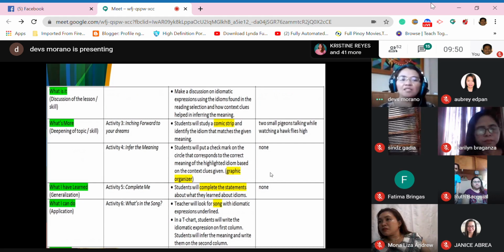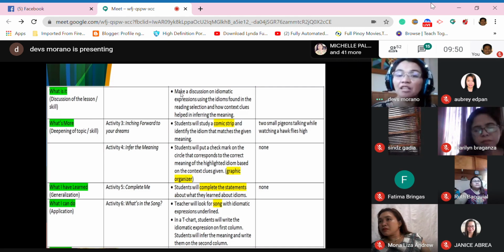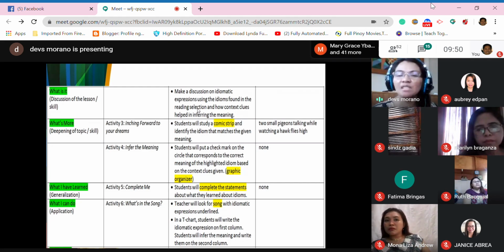What is it? So this is now the discussion of the lesson. I don't need any activity for this because this is just a discussion on idiomatic expressions using the idioms found in the reading selection. We have a dialogue there, and the teacher is now going to discuss idiomatic expressions in the context of the dialogue given earlier, with a more thorough discussion.